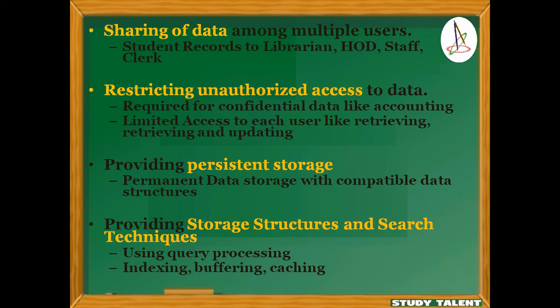Okay, so the third advantage of our database is nothing but restricting unauthorized access to the data. What does it mean? It is required for confidential data like accounting. Sometimes the data is confidential, like accounting type of data. So in those cases we have to maintain security. So how is security maintained in databases? By providing limited access to each user of our database.